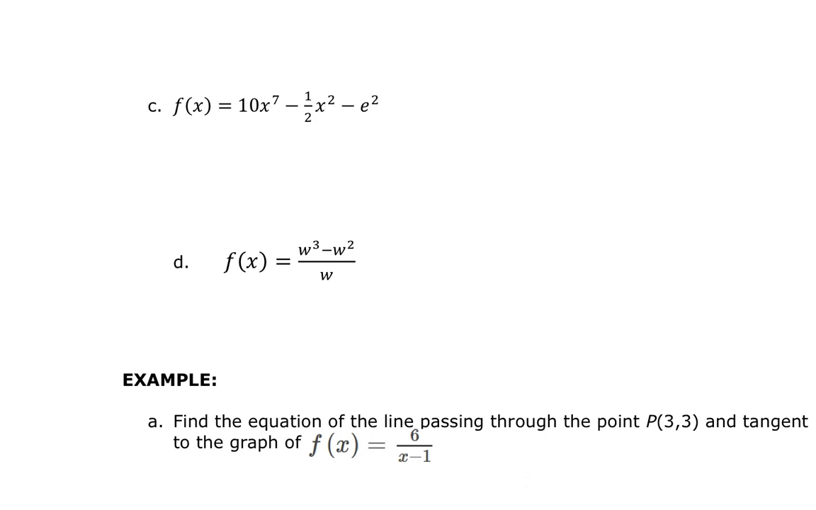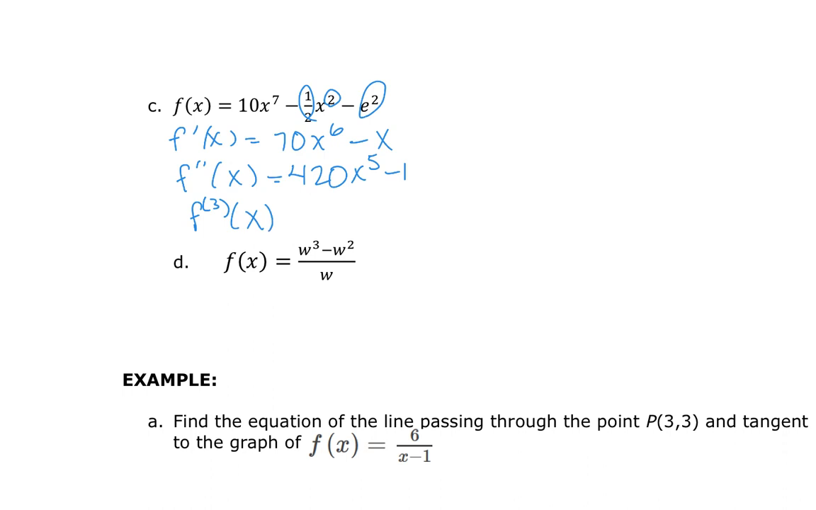For the next one, I need to do 3 derivatives. So I have f prime of x is going to be 70x to the 6th minus this 2 is going to multiply by this 1/2, so it's just going to be minus x. E to the 2 is a constant, so that's as good as that gets. The second derivative of this is going to be 6 times 70, which is 420 x to the fifth minus 1. And then its third derivative is going to be 420 multiplied by 5. So 420 multiplied by 5, I put that in my calculator, and I get 2,100 x to the fourth.